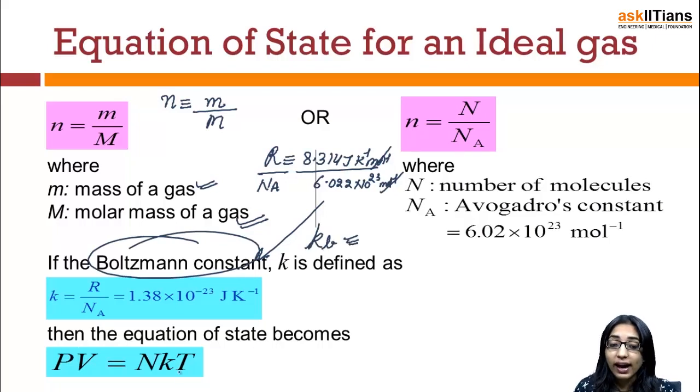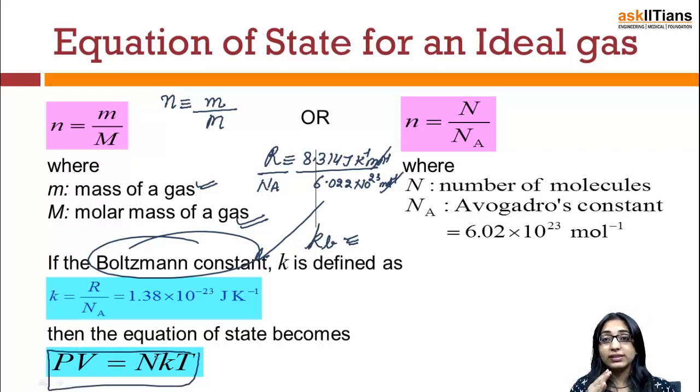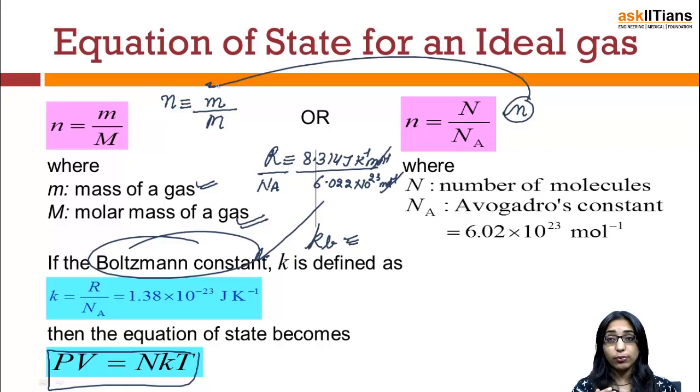Also, you can write the ideal gas equation as PV is equal to nRT or PV is equal to N kB T. And also, we can define the number of moles, which we defined in terms of given mass by molar mass. You can also define the number of moles as the number of molecules divided by Avogadro's constant.